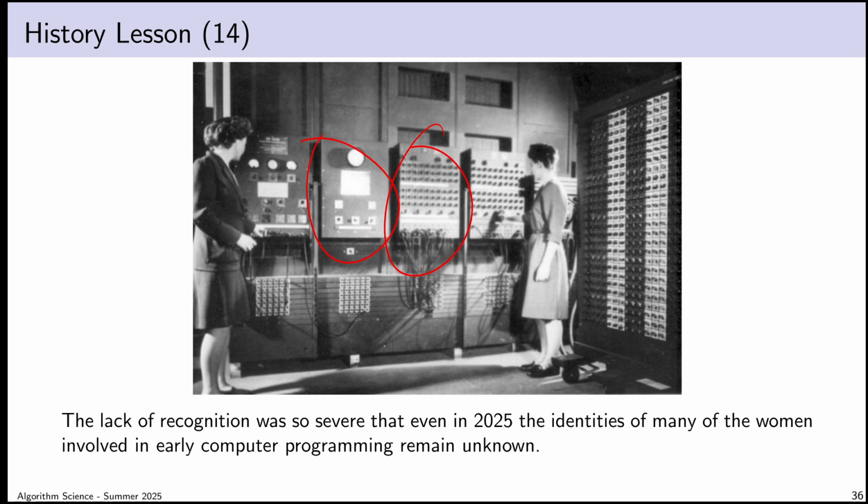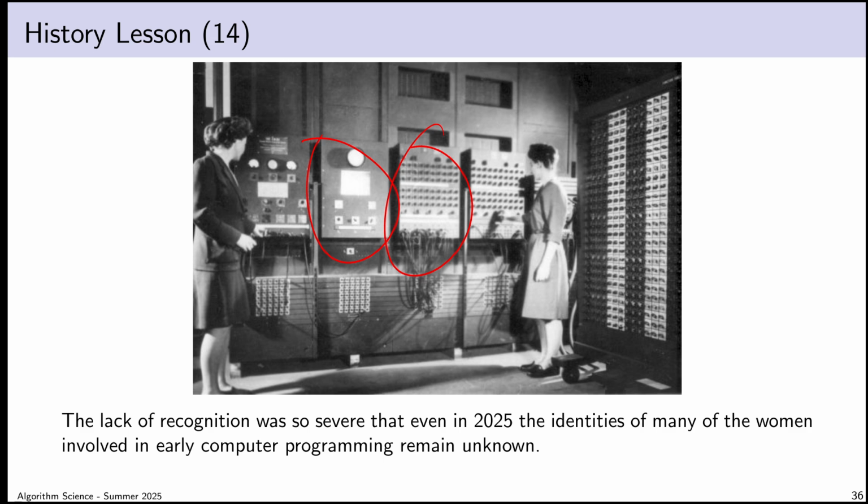So the photographer or whoever was documenting it did think that it would make sense to take down the name of the man in the photo, but nobody bothered to take down the names of the women who were operating and programming these machines, some of the pioneers of computer programming. They didn't actually get any recognition.